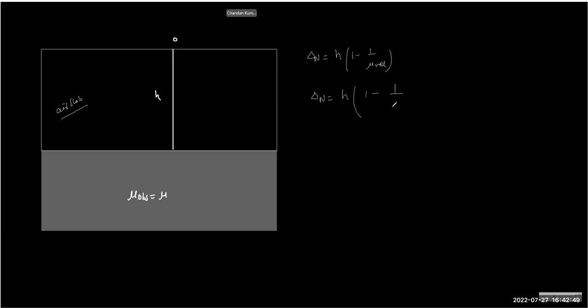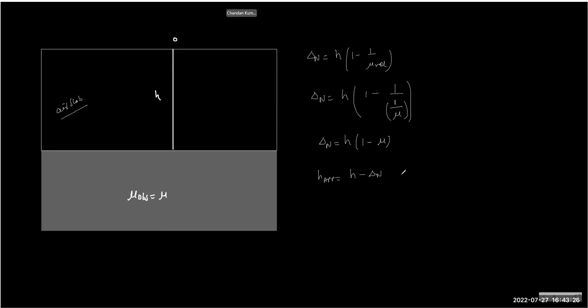And mu relative is mu of the object upon mu of the observer. So the delta n turns out to be 1 minus mu, times h. And because this is the shift, there are two ways. I'm assuming this entire term is positive, although I know it's negative, but let's say this is positive. The apparent height will be the actual height minus shift. This is how we do it, correct?